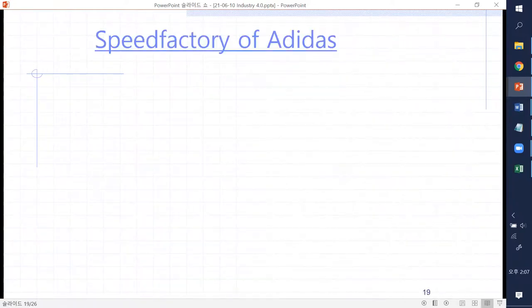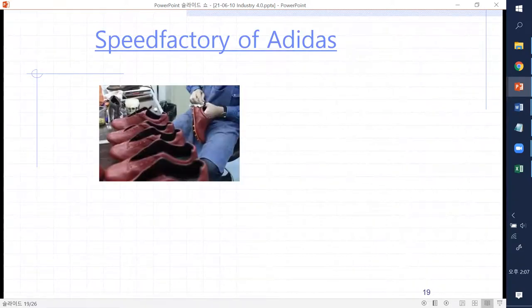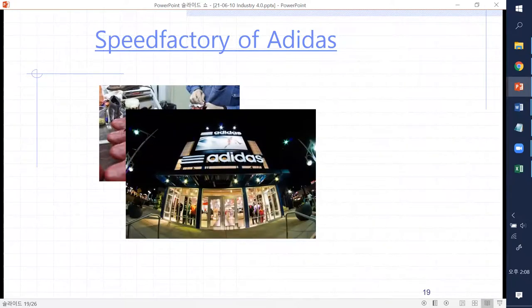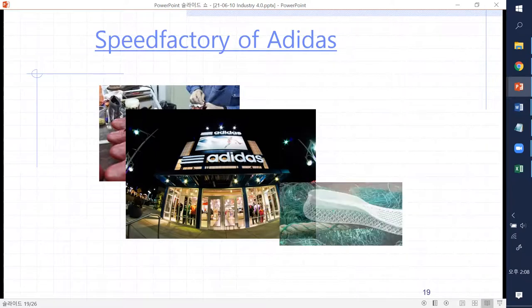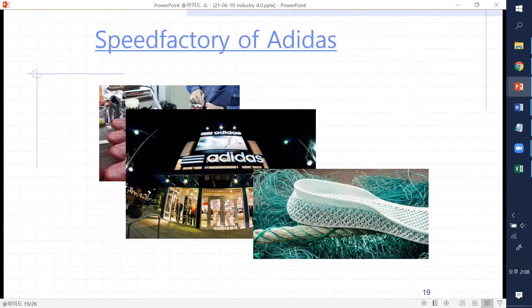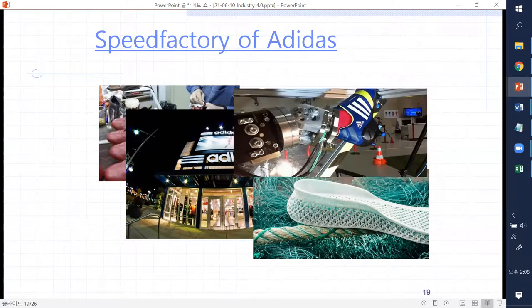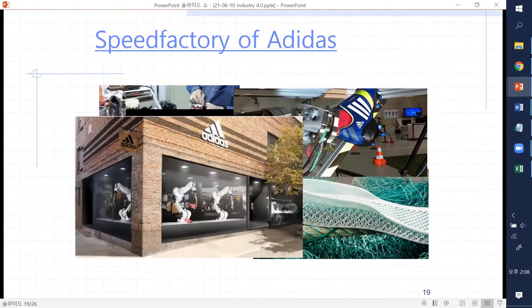Right, so the Speed Factory of Adidas shows that in old days, humans crafted shoes, but nowadays they have changed their store, which looks like an old style Adidas factory, but nowadays they use 3D printing for the foot sole, the bottom of the shoe. And then robots are sewing the shoes. And now the new shops look like robots working for personalized shoe making. So this is the new trend in personalized production of shoes.